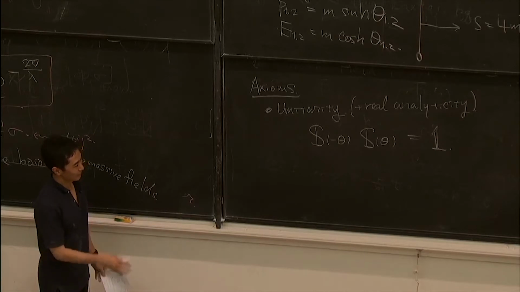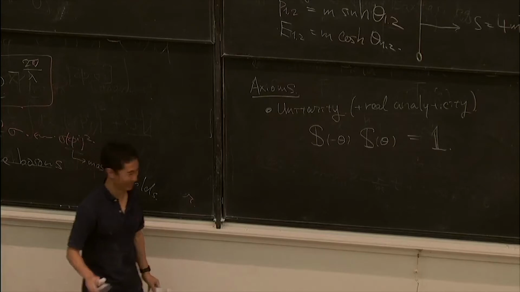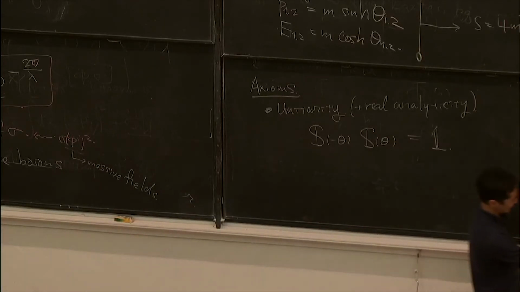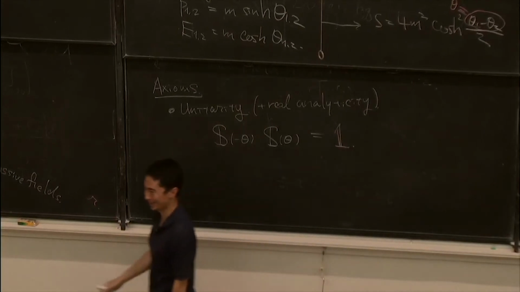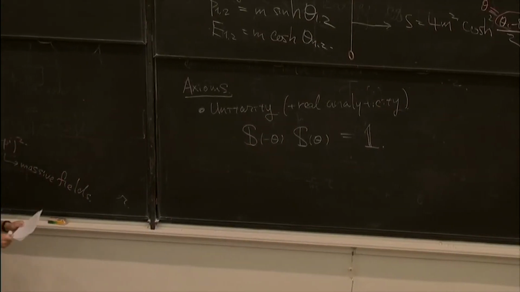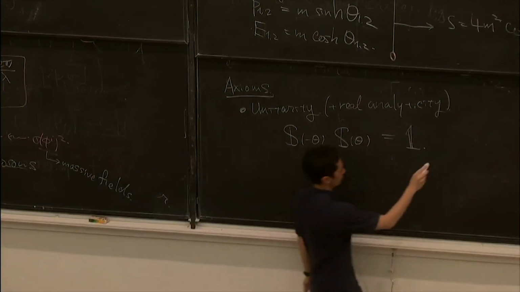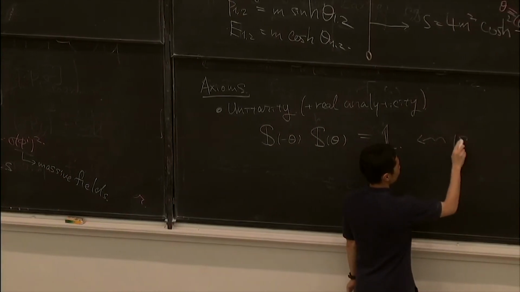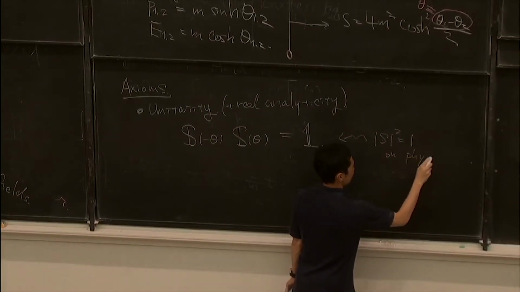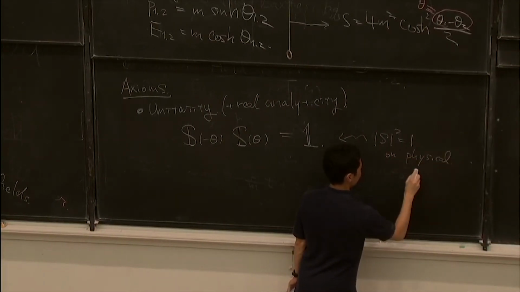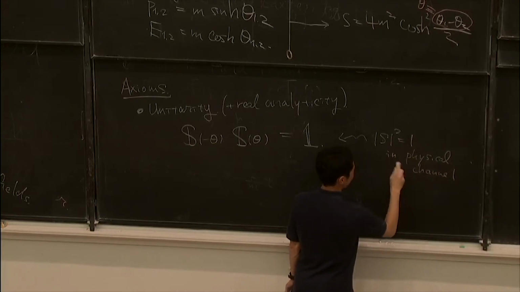I just wanted to say that it's a matrix. So there are indices, and of course you need to contract. That's what I meant. So essentially this is coming from S squared equal to 1 on the physical sheet, in physical kinematics.